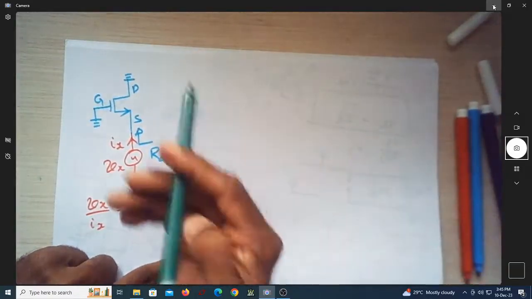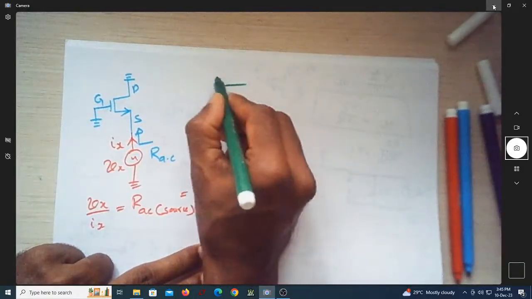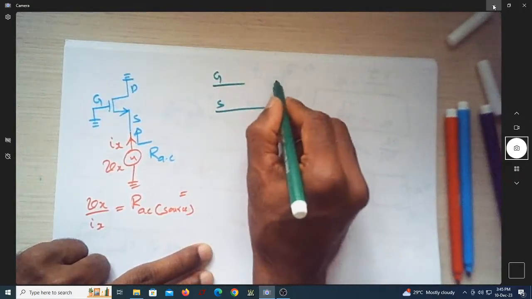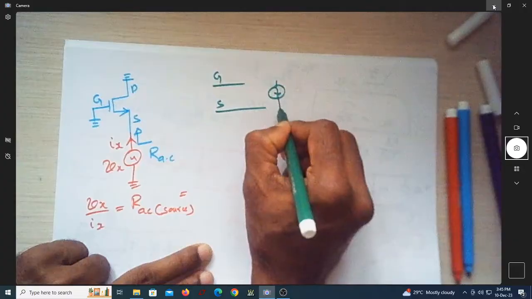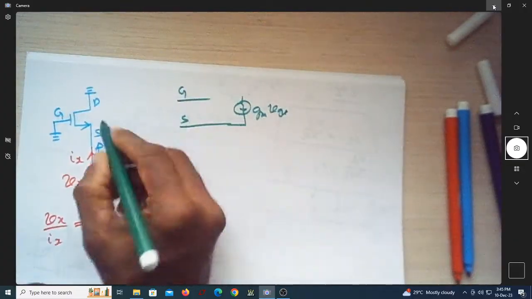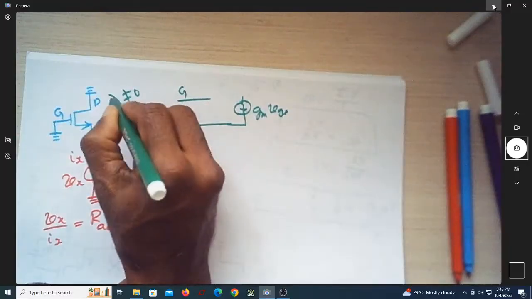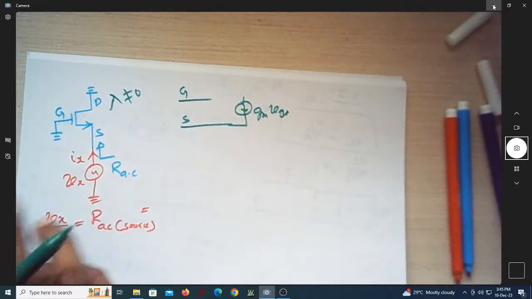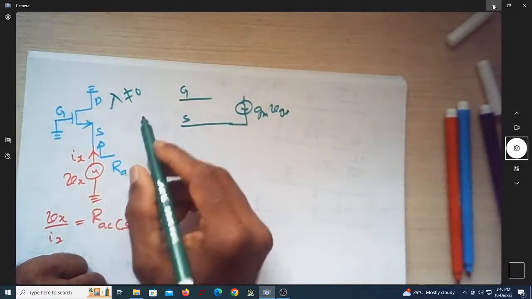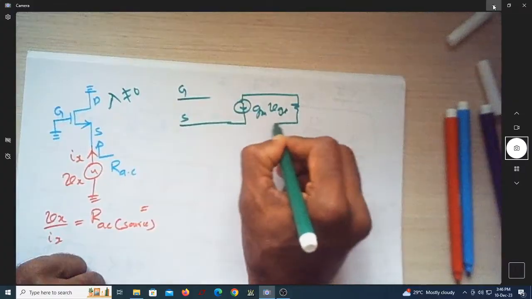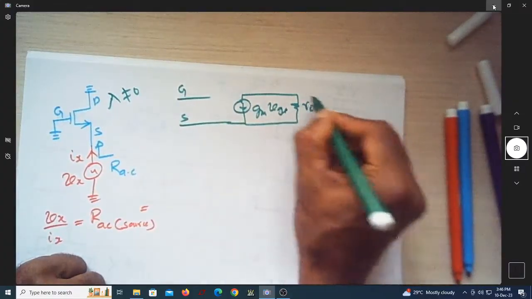So let us rewrite this. Is this the gate now? Is this the source? Is this now gm into Vgs? And since lambda is non-zero, whenever we consider finding our AC resistance, let us always take a typical MOSFET with lambda non-zero. That is, we will have r0 also in the small signal model.